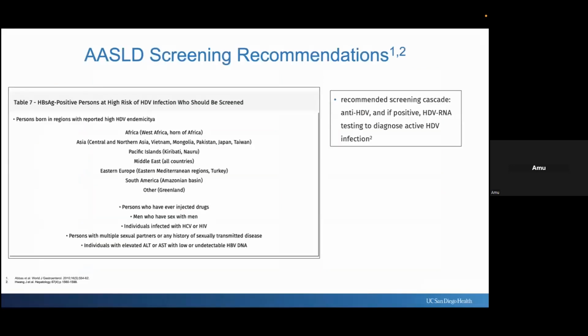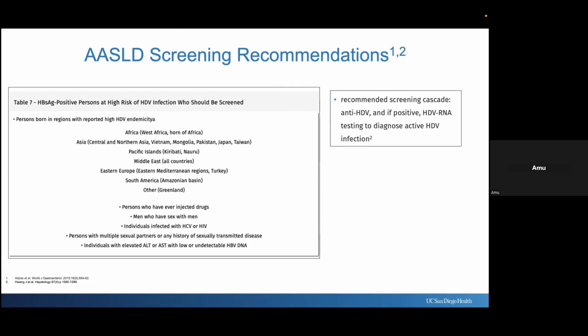So AASLD recommends screening people who have hepatitis B surface antigen and are from endemic parts of the world, have ever injected drugs, men who have sex with men, individuals infected with hepatitis C or HIV, persons with multiple sexual partners, or any history of sexually transmitted infections. Also, those who have elevated ALT or AST with low or undetectable hepatitis B DNA. And so this might be a lot of groups to remember. But these guidelines also state that if there exists any uncertainty at all regarding a person's risk, hepatitis D screening should be recommended for a person with hepatitis B surface antigen.